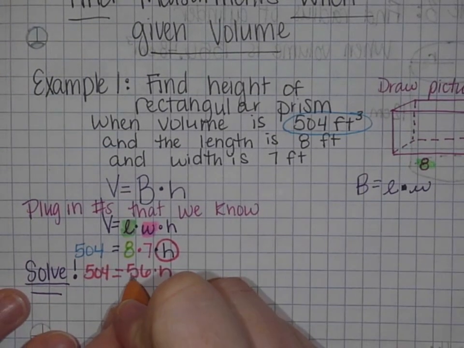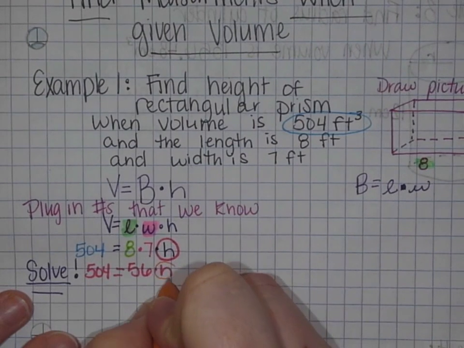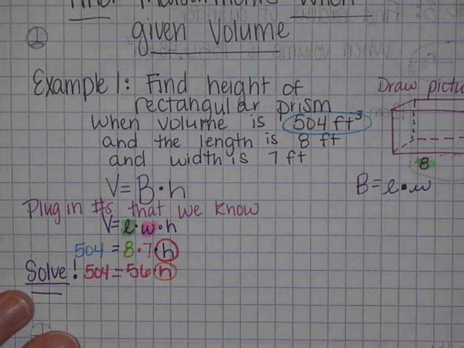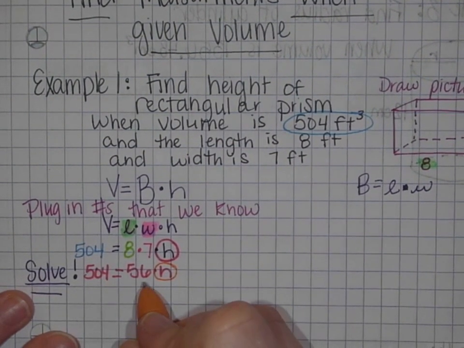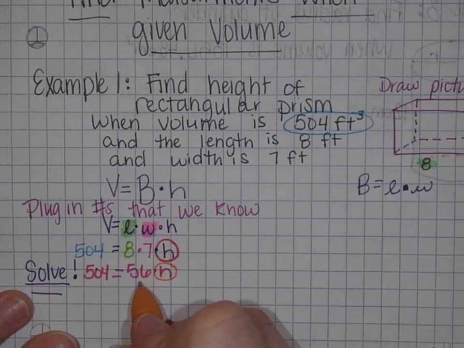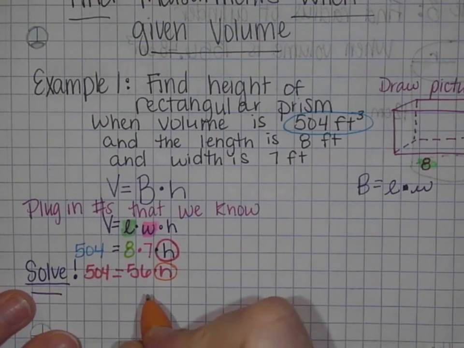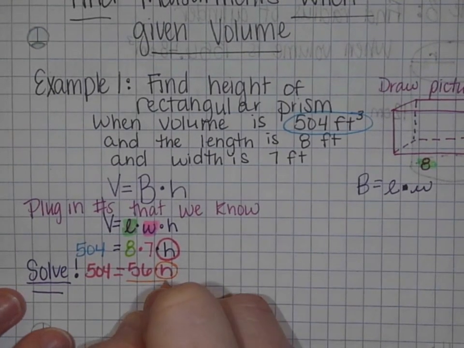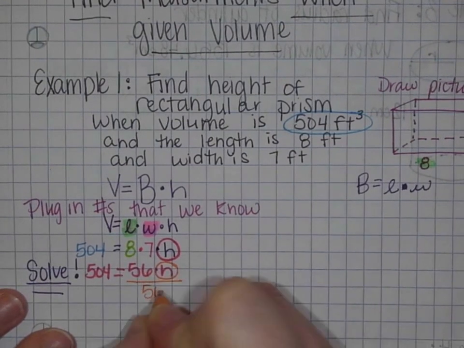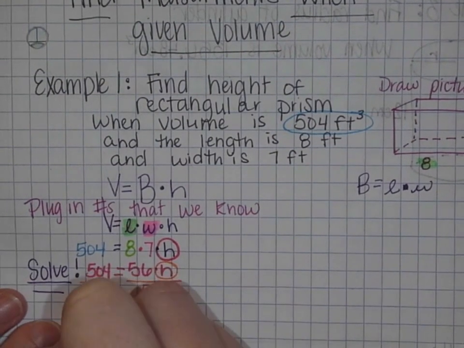So it's 56 times h. So if I'm looking for h, I need to do the inverse or opposite of multiply. So what's the opposite of multiply? Would be divide, and then divide.